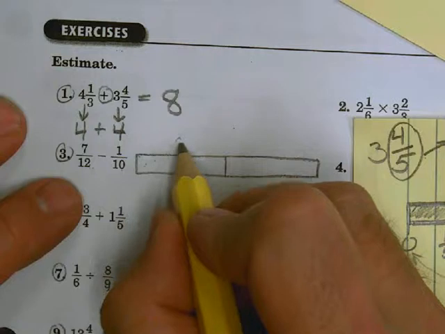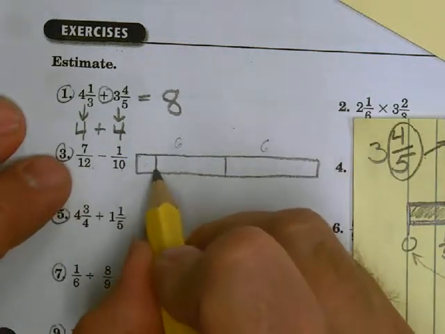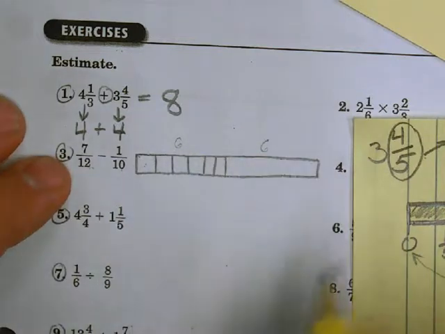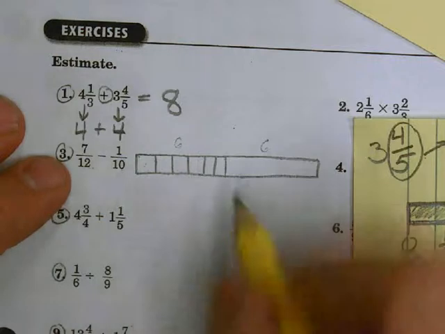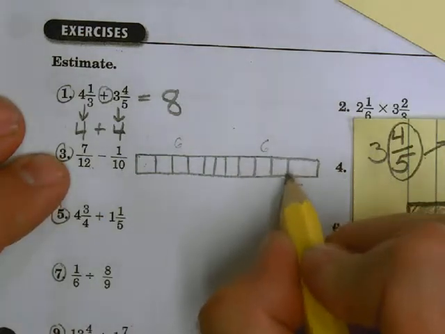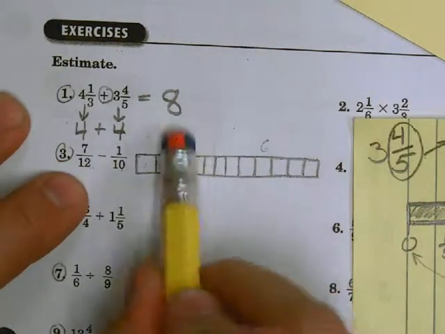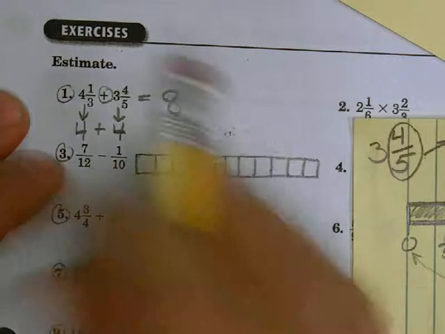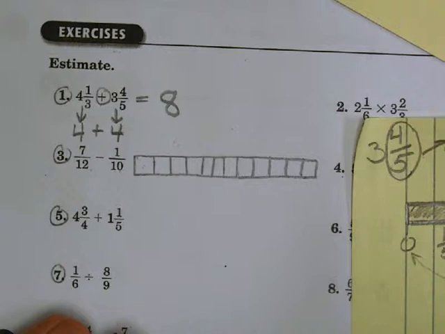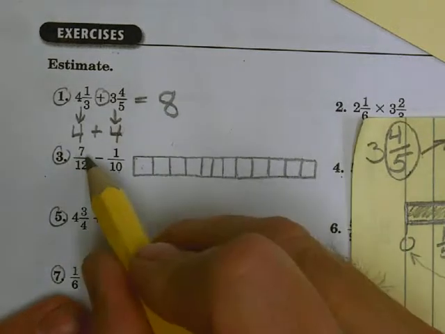1, 2, 3, 4. Oops. Didn't really make great equal boxes, but that's close. 1, 2, 3, 4, and then 5, 6. So I've got 12 all together. I don't need those little 6s anymore. Okay? Everybody there? Good. How many do I have out of 12? Amanda, how many do I have out of 12?